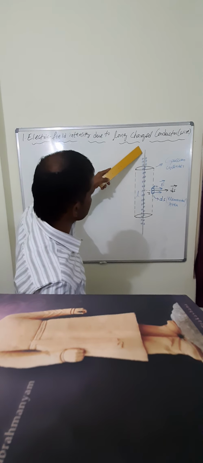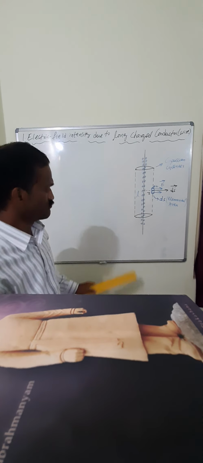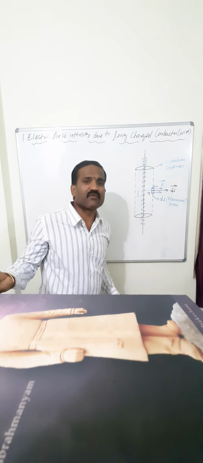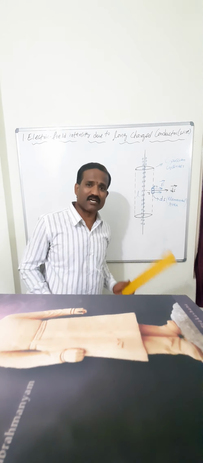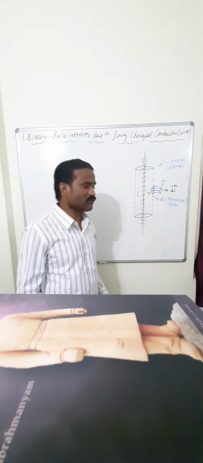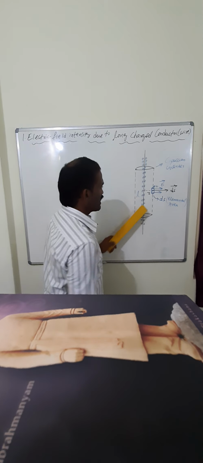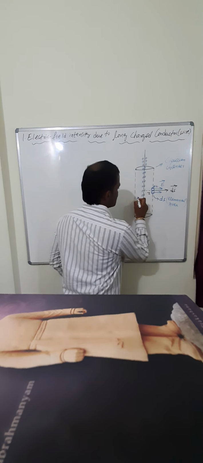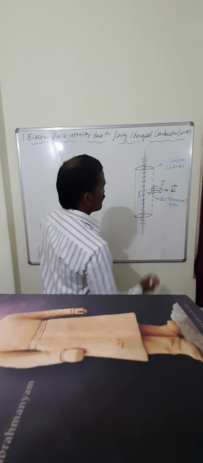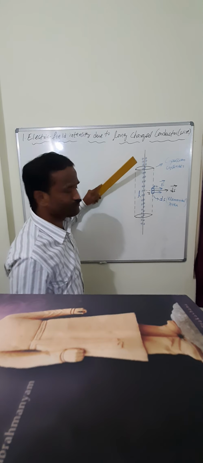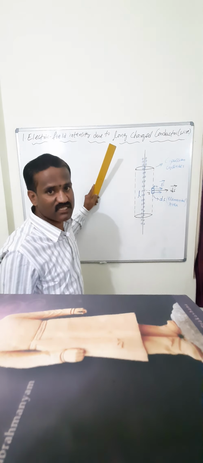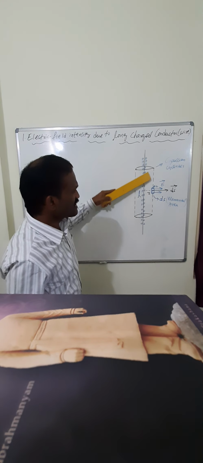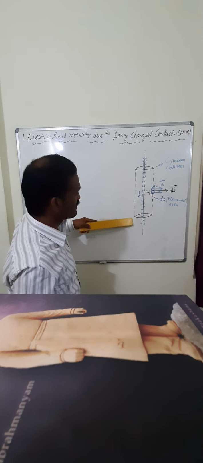Let us consider a long charged conducting wire, charged positively. It means you remove the electrons from the conducting wire, then the conducting wire will charge positively. Consider a point P at distance r from the straight conductor. Place a plus 1 coulomb of charge at that point. Now, construct a Gaussian cylinder. So this is a Gaussian cylinder.